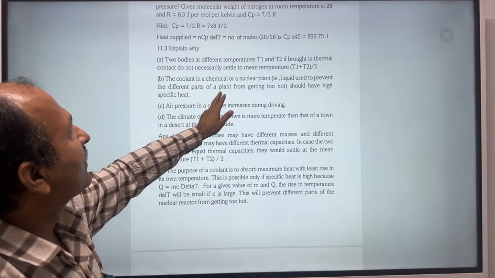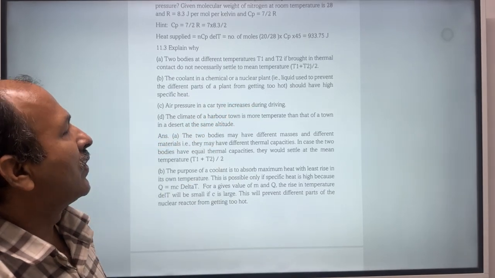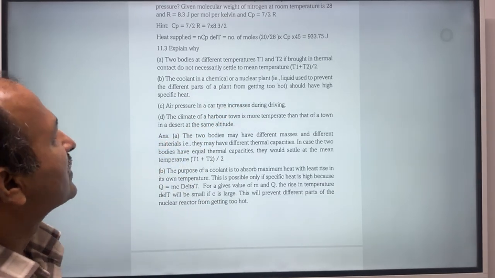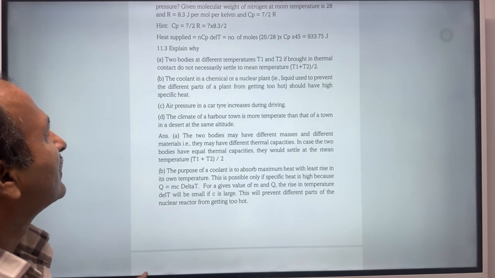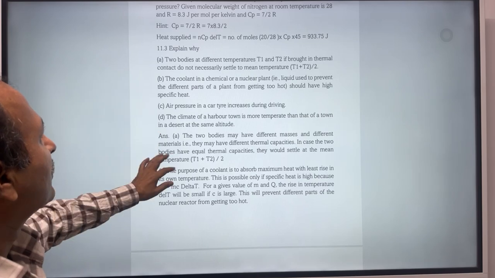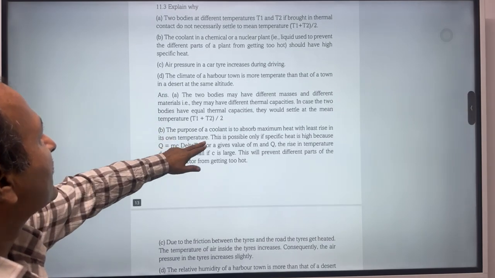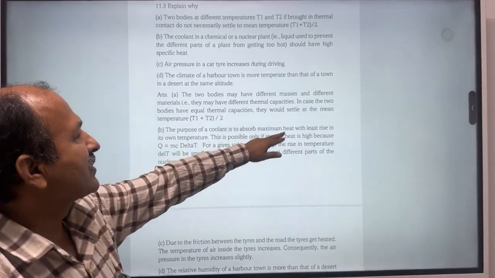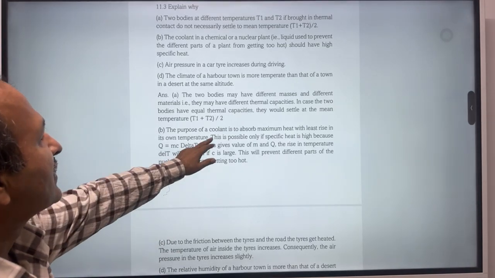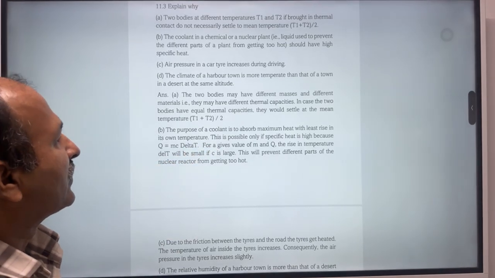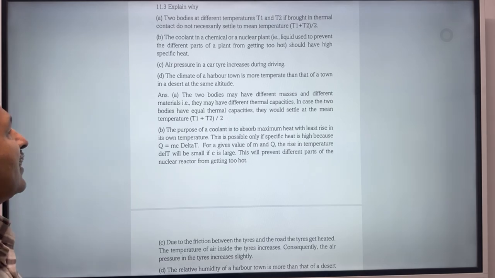Second point is, the coolant in a chemical or a nuclear plant, that is liquid used to prevent the different parts of plant from getting too hot, should have high specific heat. Of course, if material has high specific heat, then most of the heat it will absorb. The same is true here. The purpose of coolant is to absorb maximum heat with least rise in its own temperature. This is possible only if specific heat is high.